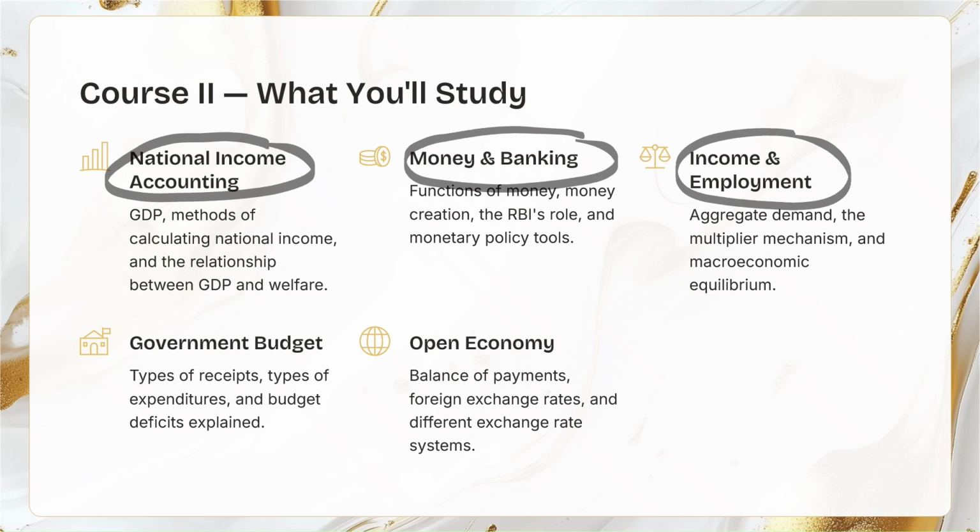Another important area is government budget, covering government receipts and expenditure and different types of budget deficits. The course concludes with open economy, which explains balance of payments and foreign exchange systems. These topics help students understand the functioning of the economy at the national and global level.